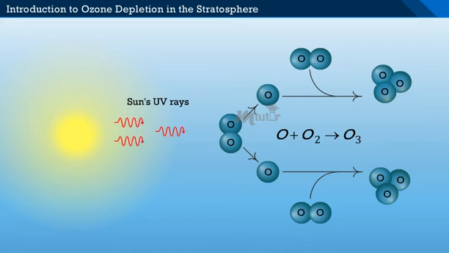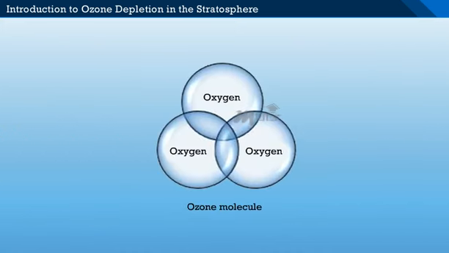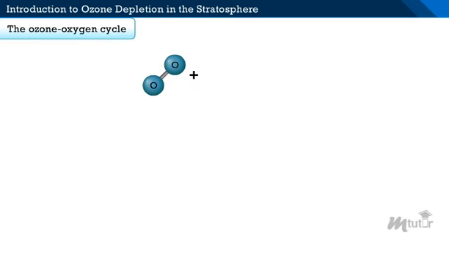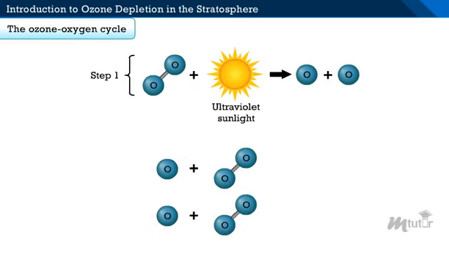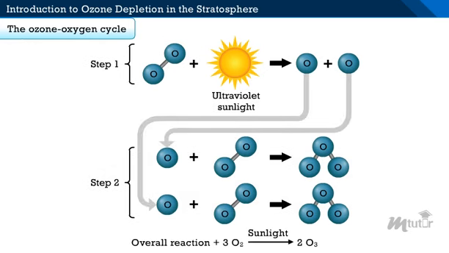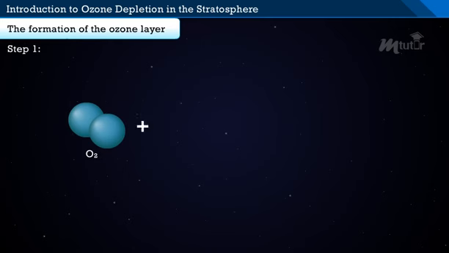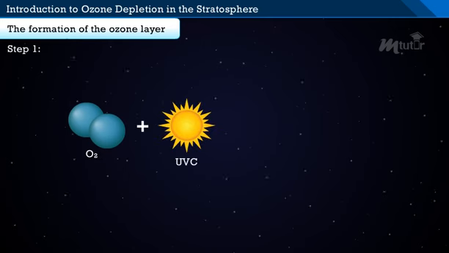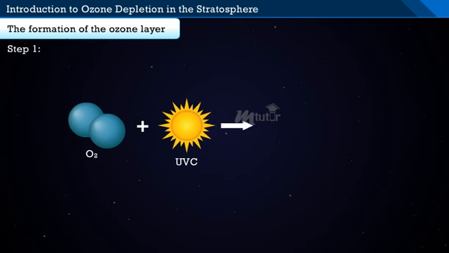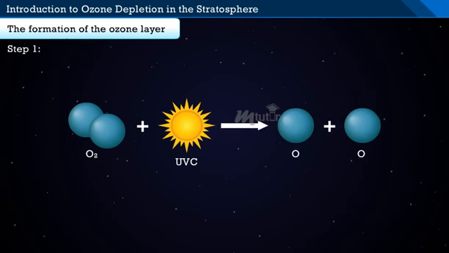Let us now discuss the formation of the ozone layer. Ozone is a molecule composed of 3 oxygen atoms. There are natural processes that create and destroy ozone in the stratosphere, and regulate ozone balance. This is referred to as the ozone-oxygen cycle. The first step in this cycle occurs when ultraviolet C, UVC, short waves from the sun strike an oxygen molecule. The energy of the light is sufficient to split an oxygen molecule into 2 single oxygen atoms.